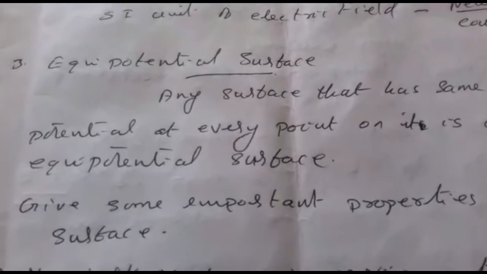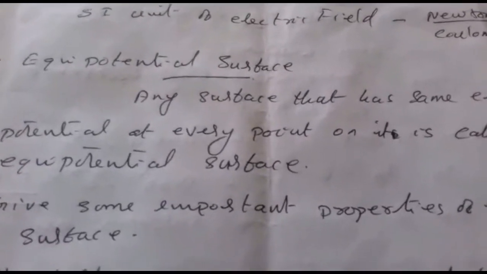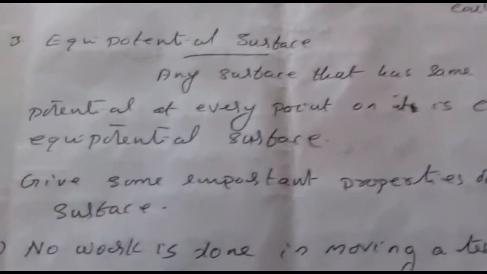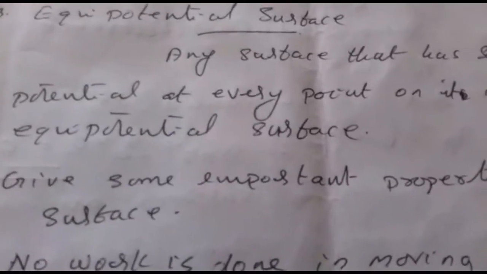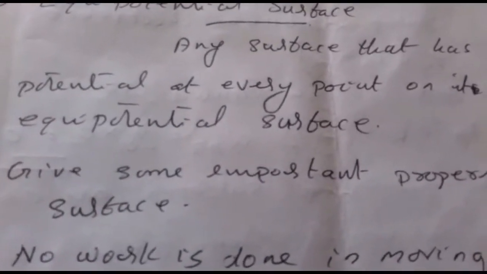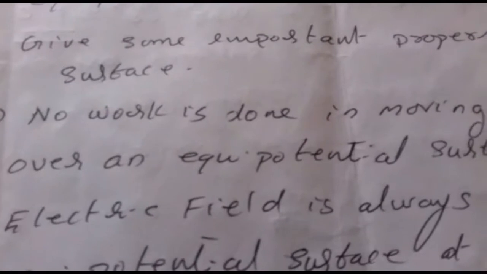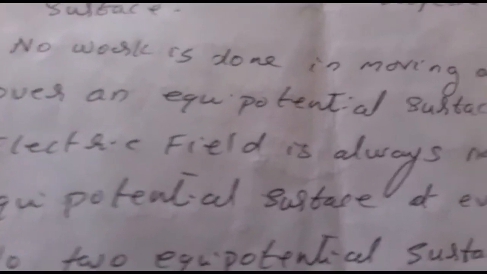Now we move to next topic, equipotential surface. What do you mean by an equipotential surface? Any surface that has same electric potential at every point on it is called an equipotential surface. Give some important properties of equipotential surface. First property, no work is done in moving a test charge over an equipotential surface.